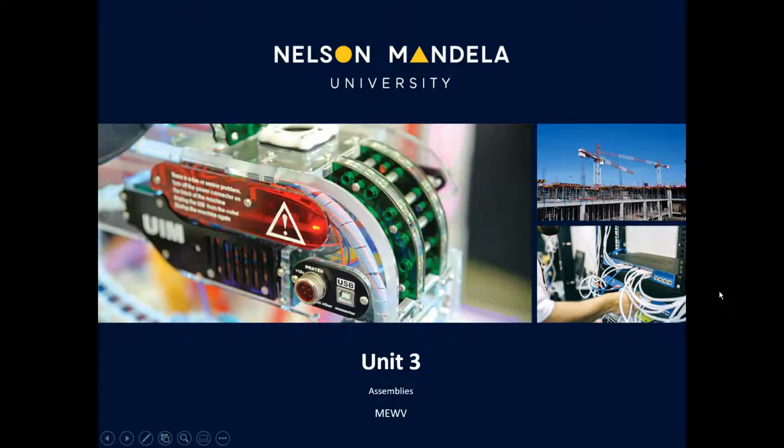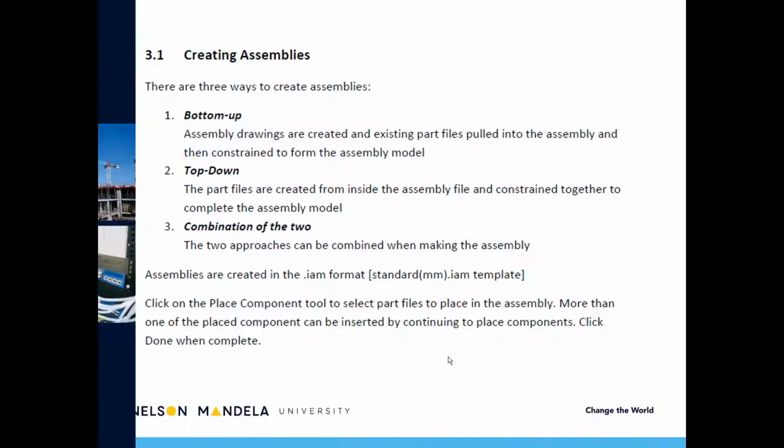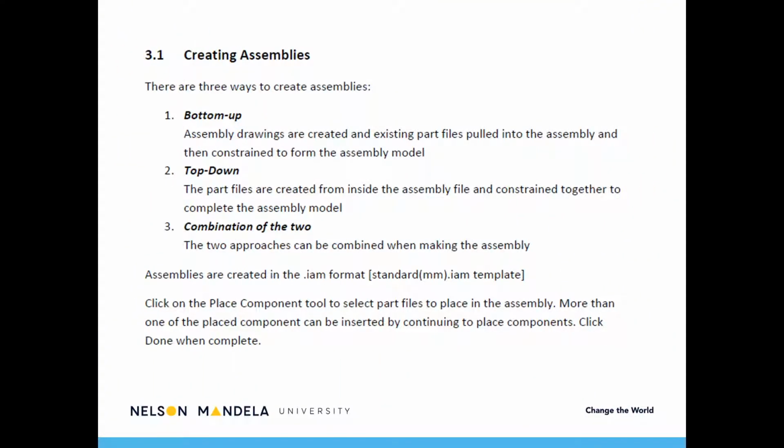Hello guys, so now we move to unit 3, which is assemblies. To create assemblies, there are 3 methods that you can follow. There's a bottom-up method where you have part files that are already existing, and then you open a new assembly and then import all those part files, and then you create your assembly model by using the constraint method. I will show you on the software.